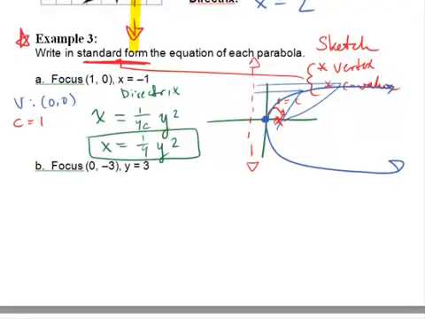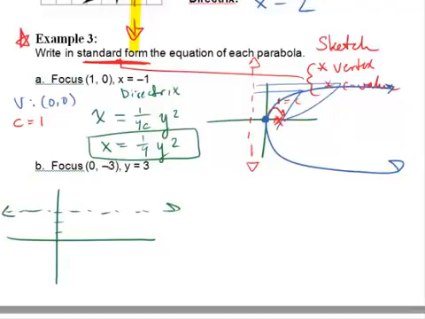For our next one, again, draw a sketch. Y equals 3 is the directrix. And focus is at -3, 0, -3 down here. And that means our vertex must fall halfway in between them. So vertex will be 0, 0. And our c value, coming from the vertex to the focus, is -3 because we're heading downwards.